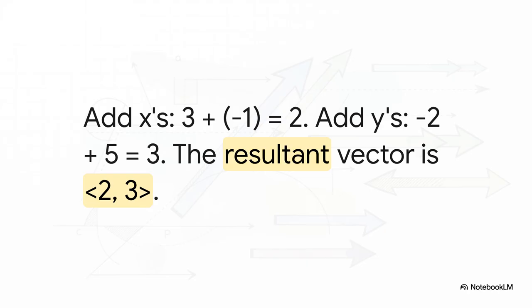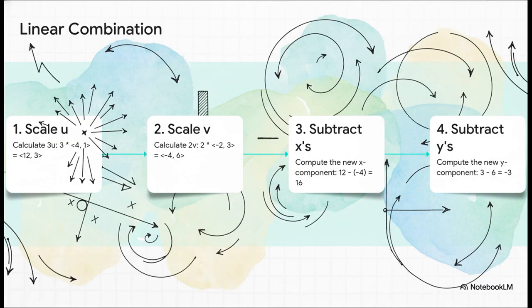We add the x components, so 3 plus -1 gives us 2. Then we add the y components. -2 plus 5 gives us 3. And there you have it. Our new vector is (2, 3). Simple as that. All right, let's kick it up a notch.